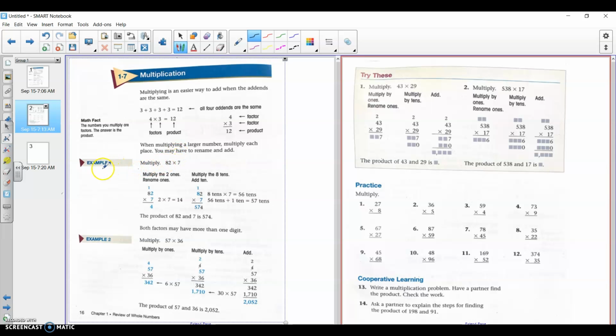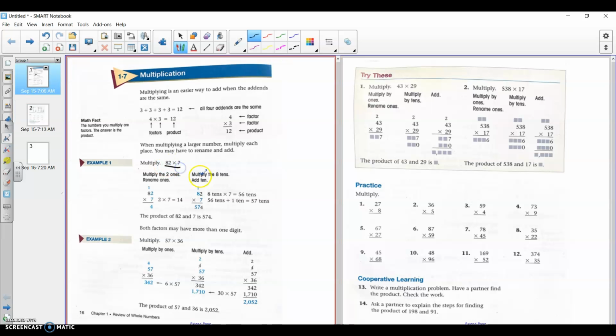So the example they give you in number 1 here is 82 times 7. You're going to multiply the ones, so 2 times 7. That's going to give you 14. Now you cannot put your 14 down. This is what they call renaming. So then you're going to put your ones up here, and now you're going to do 8 times 7. That's going to give you 56.